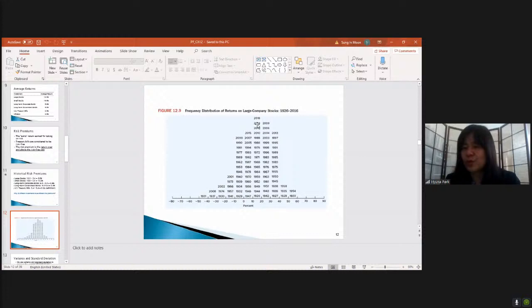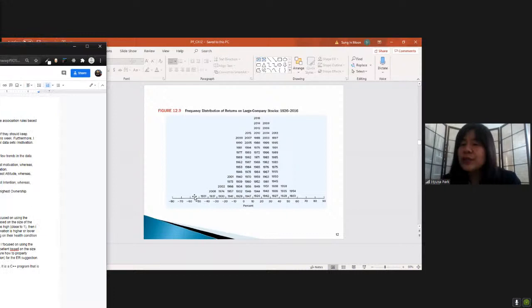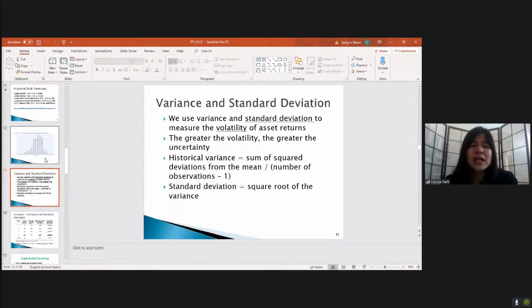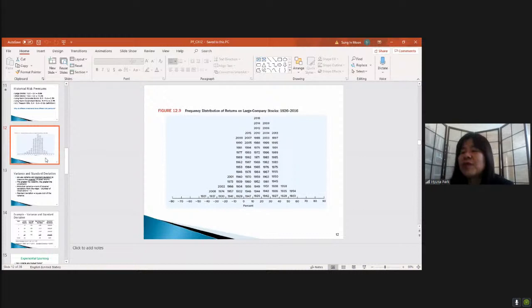So that's a histogram. And when we draw a histogram for different asset classes, financial economists learned that the histogram of historical returns looks like a bell curve. In statistics, this kind of histogram, frequency distribution, is called a normal distribution. So a lot of times financial economists use a normal distribution to explain stock returns, stock portfolio returns.